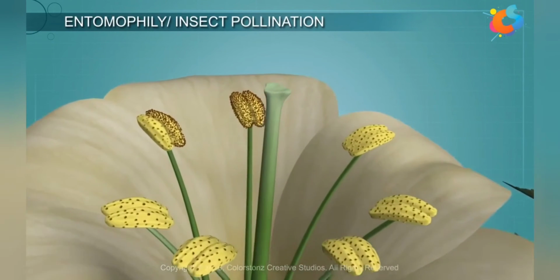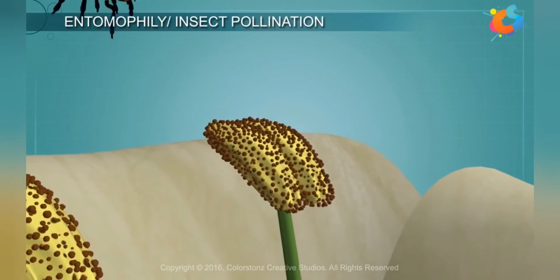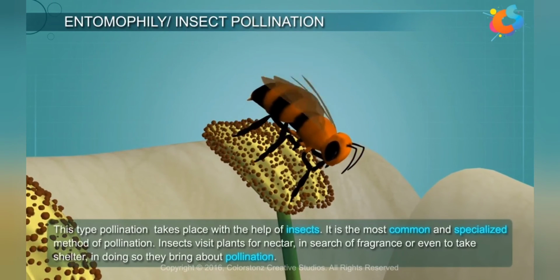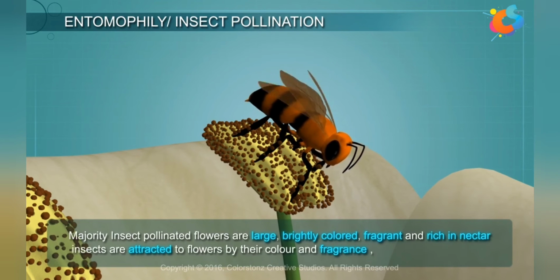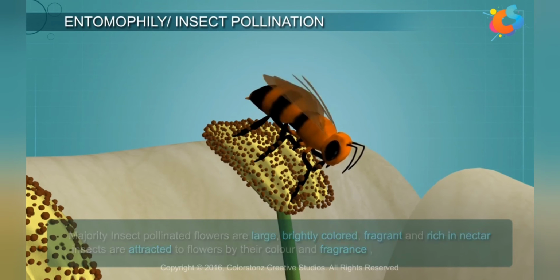The majority of insect pollinated flowers are large, colorful, fragrant and rich in nectar. When flowers are small, a number of flowers are clustered, which makes them conspicuous; otherwise animals do not get attracted. So, to attract the animals, color and fragrance are a must. To sustain insect visits, flowers have to provide rewards to them. Nectar and pollen grains are the usual floral rewards.